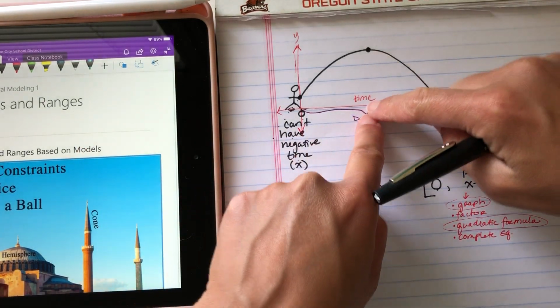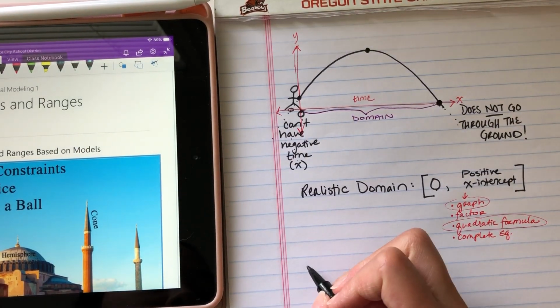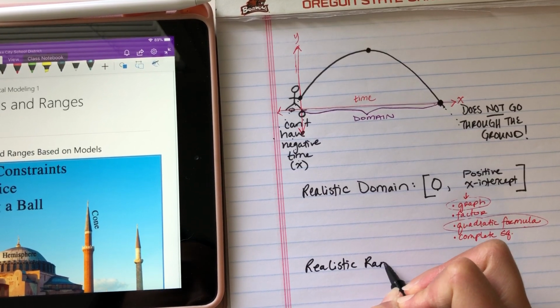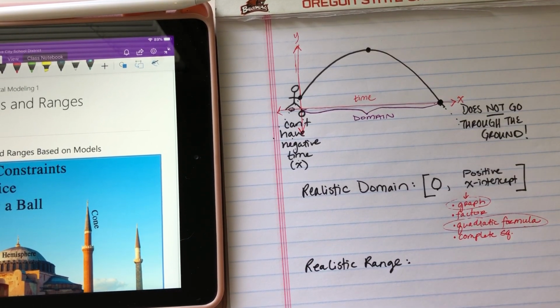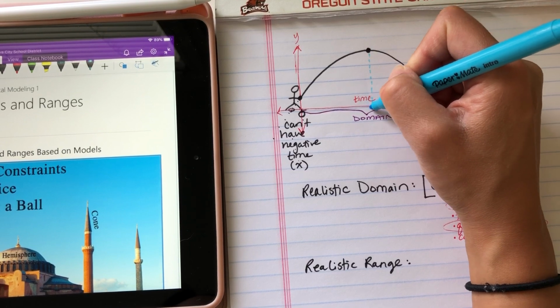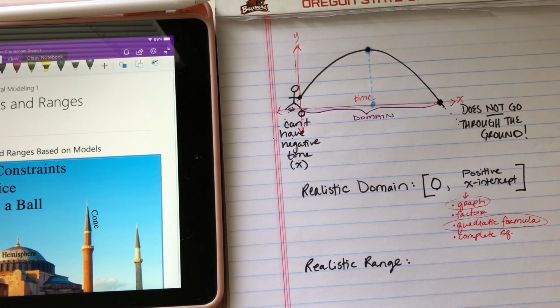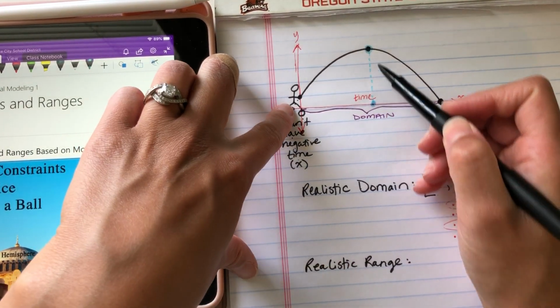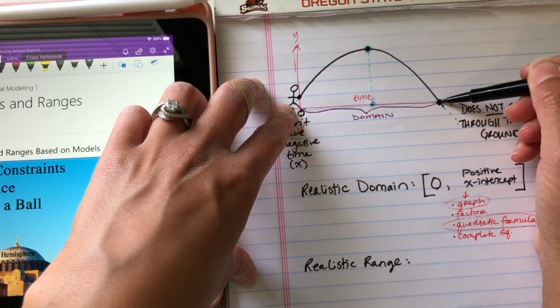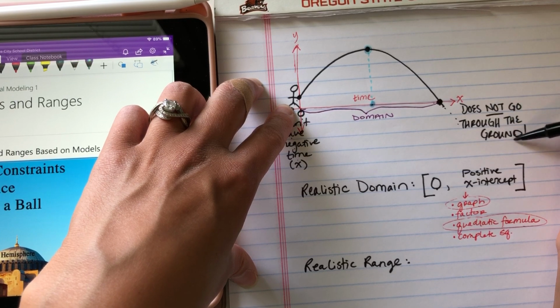Now I want to know my realistic range. Range is going to be from the bottom to the top. So my range is going to be this distance here from the bottom to the top. So the lowest that the ball will go to the highest that the ball will go. And we know the lowest has to be 0 because it does not go through the ground.